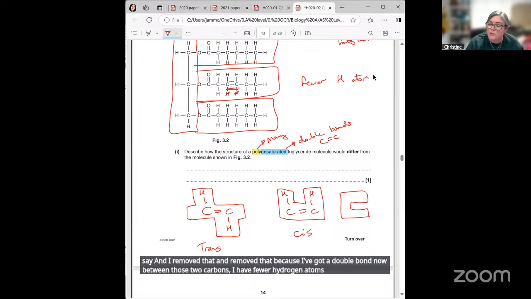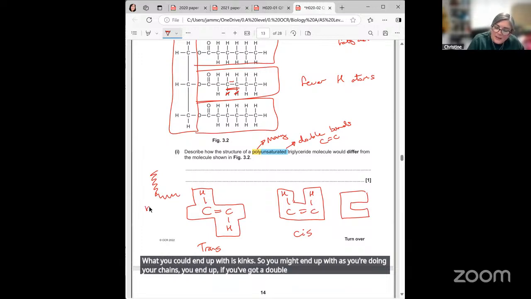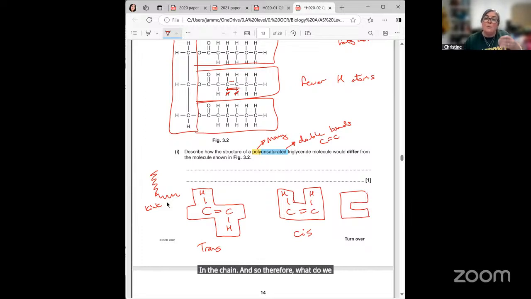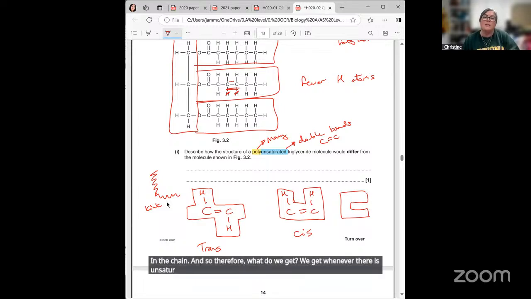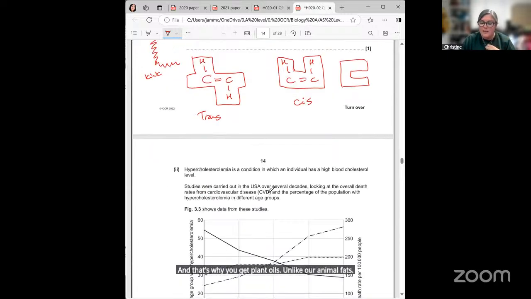So another way that you could say this, and the reason I was talking about the trans and the cis is because what you could end up with is kinks. As you're doing your chains, if you've got a double bond, you could end up with a kink in the chain. And so therefore, what do we get? Whenever there is unsaturated, polyunsaturated fats, what we tend to find is they are liquid at room temperature because they have more kinks in them, basically. And that's why you get plant oils, unlike our animal fats. Okay, so let's move on.